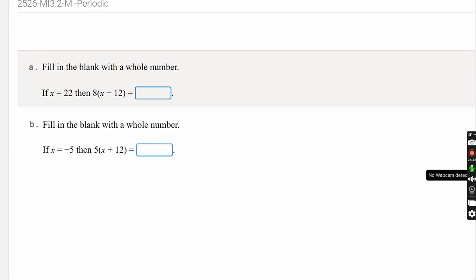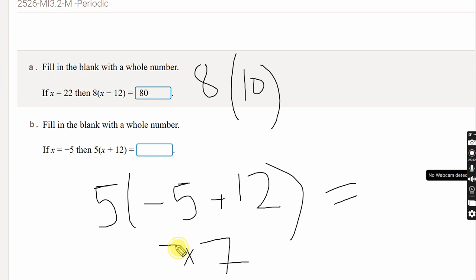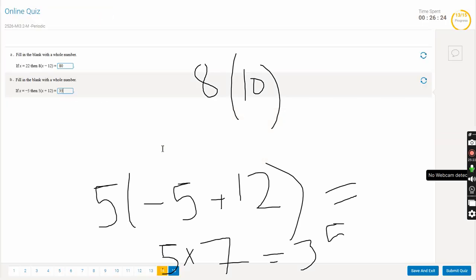Okay, again, here as well. 22 minus 12 is 10. Okay, 8 times 10 is 80. You just put 80 above, and here it's going to be 5, and then it's minus 5 plus 12, and then you solve this here, and it's minus 5 plus 12, you get 7, times 5, you get 35. There you go. So 35, and that is your answer, 35.